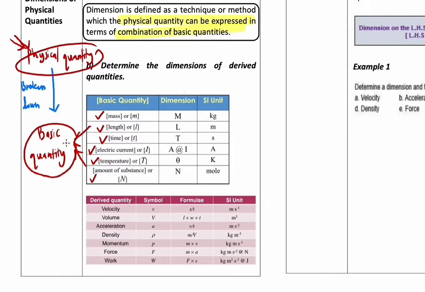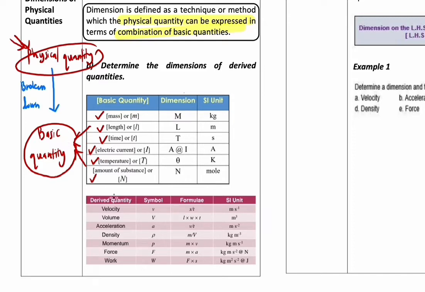Anything besides these six basic quantities are physical quantities. And kalau benda tu physical quantity, it can be broken down lagi. Kalau dia boleh broken down, dia akan sampai basic quantity. Basic quantity tak boleh break down dah. So basic quantity is like the smallest lah.